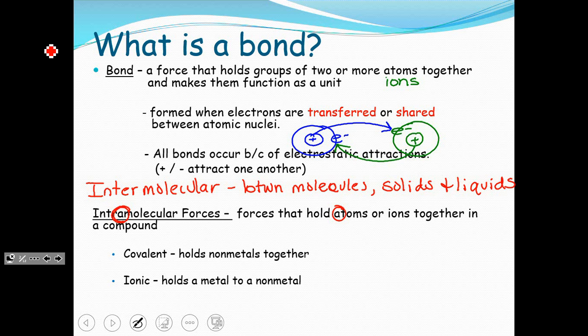As we start talking about this bond and transferring electrons, the next important thing to figure out is there are a lot of electrons. On the periodic table, there are 118 electrons. Which ones are we going to use?